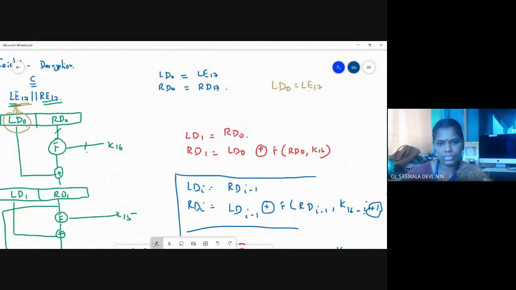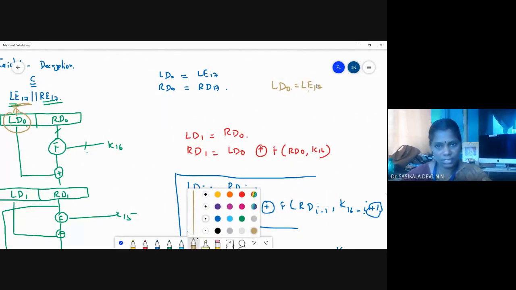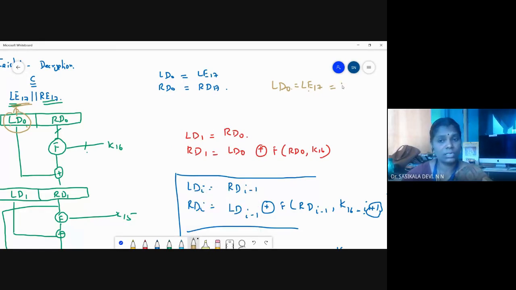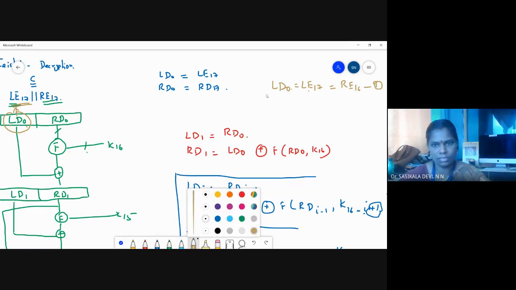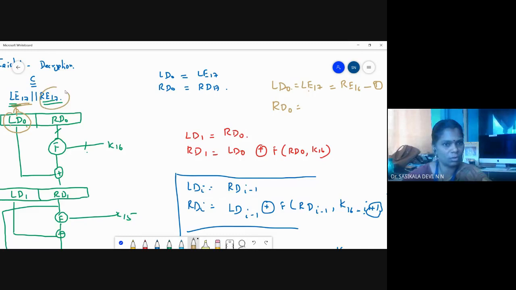Okay, so LD0 is nothing but LE17, which is equal to RE16. This is the first equation we got. Second thing, RD0. What is it? Just substitute it. RD0 is nothing but a direct fraction component.